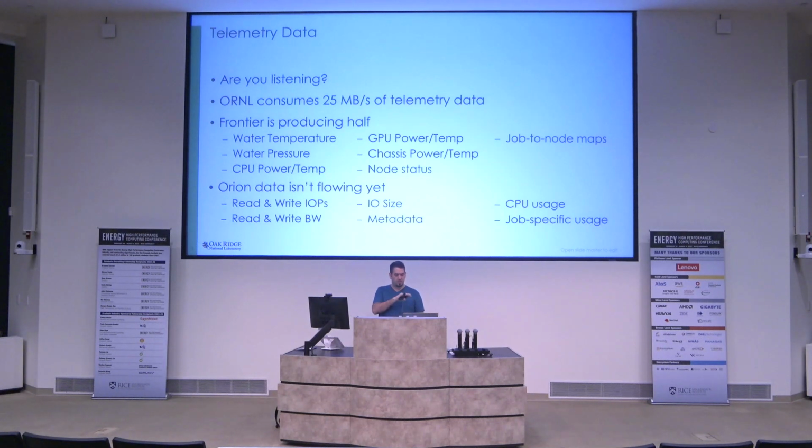So Orion is our file system. That data isn't flowing yet. They've been too busy trying to get it online and ready for users. But we have similar file systems, and we'll be getting the read and write IOPS, bandwidths, IO sizes, metadata, CPU usage, and then job-specific usage. And I actually have an example of that at the end. So that's what telemetry data is.